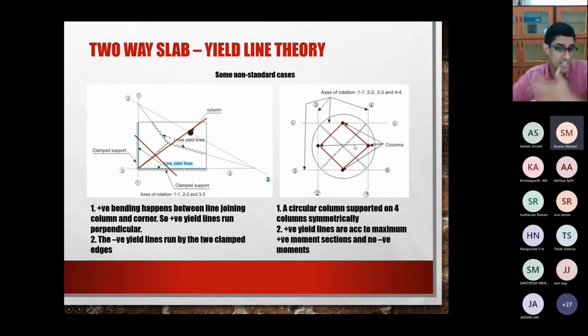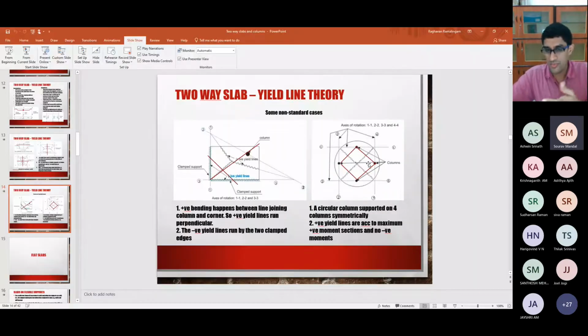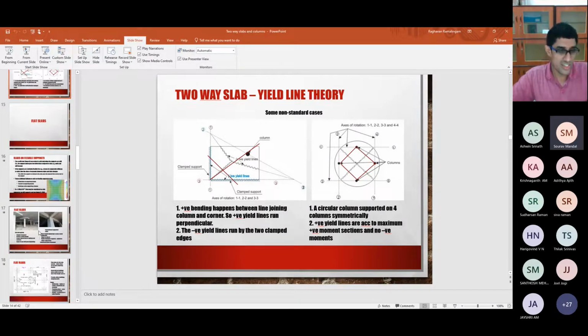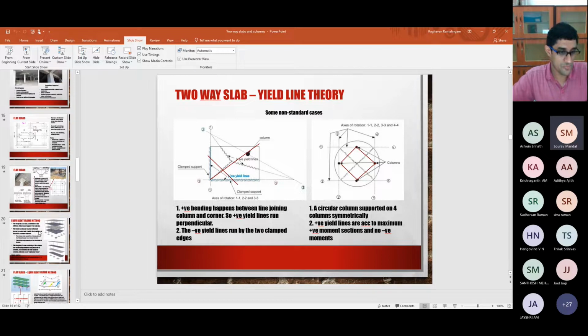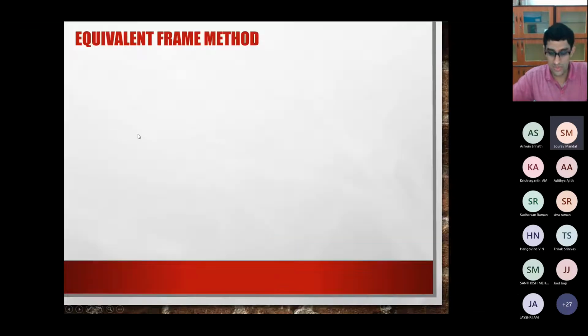So the same thing can also be used for flat slabs, which are rectangular flat slabs supported directly on columns or on drop panels or whatever they are. If somebody knows how to do it, they can use E-line theory also for designing flat slabs. Okay, so going back to flat slabs.